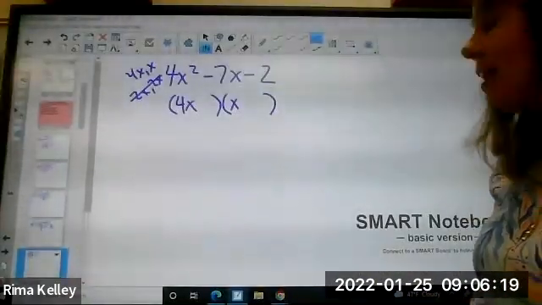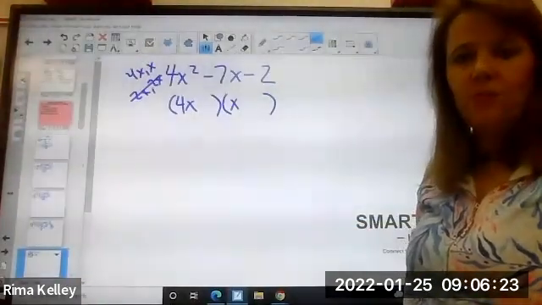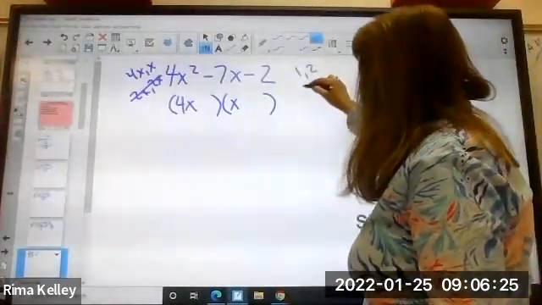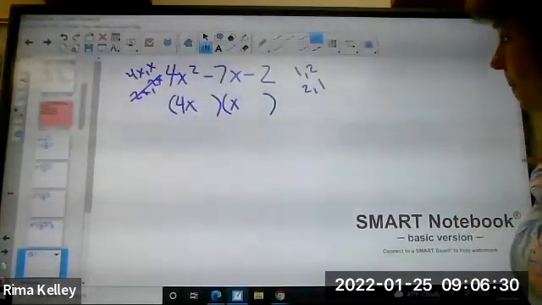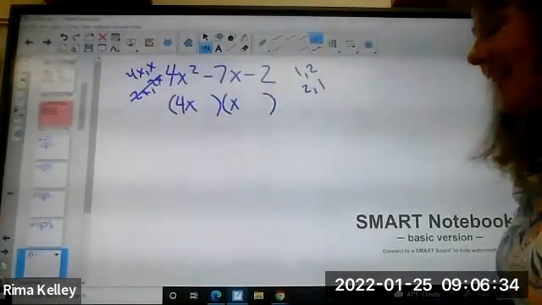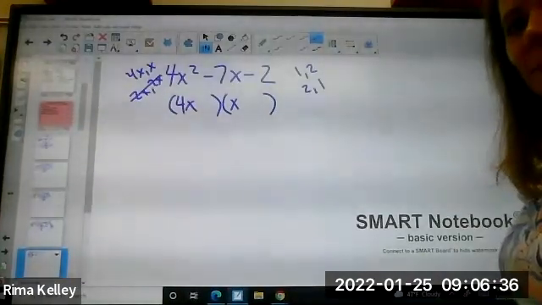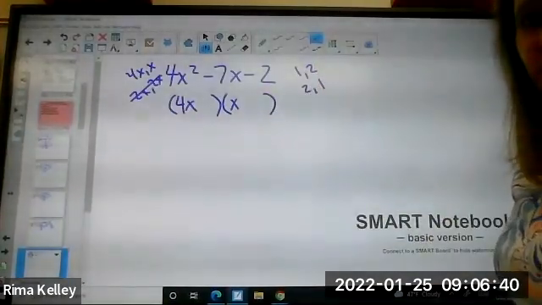Okay, now order matters because these are different. So what times what is 2? 1 and 2, and 2 and 1. All right, so it's got to be one or the other. That's the only choices. Remember, I can't put something that has a common factor in the binomial as long as I check for a GCF first.